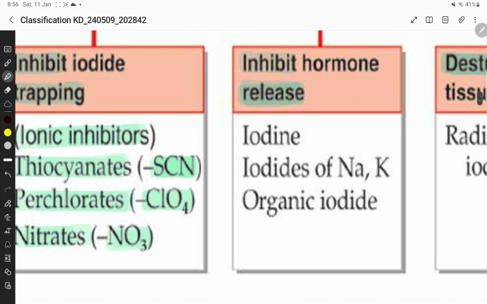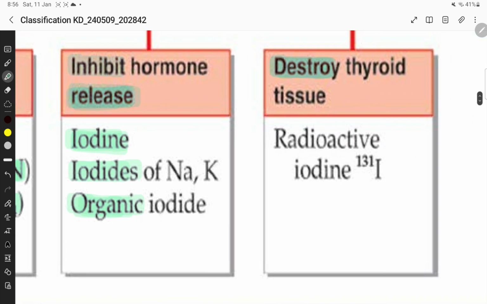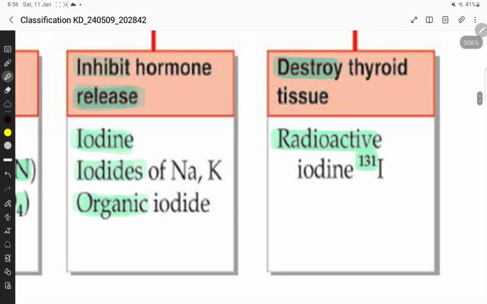The drugs that inhibit the release of the hormone are iodine, iodides of sodium and potassium, and organic iodide. Then radioactive iodine, that is 131 iodine, destroys thyroid tissue.